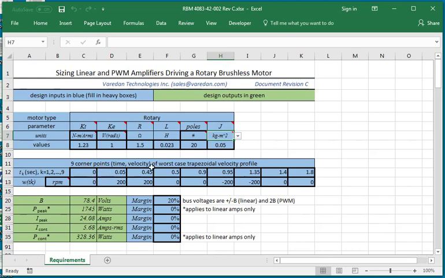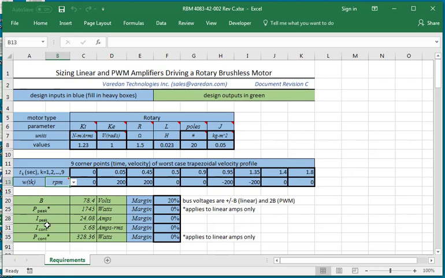For the angular velocity profile, we specify that in RPM. Sometimes we use radians per second or others. And the corner times are 0 seconds, 0.05 seconds, equivalently 50 milliseconds, 450 milliseconds on up to 1.8 seconds. And the corner velocities are 0 RPM, 200 RPM, 200 RPM, 0, 0, minus 200, 0, 0, and so forth.